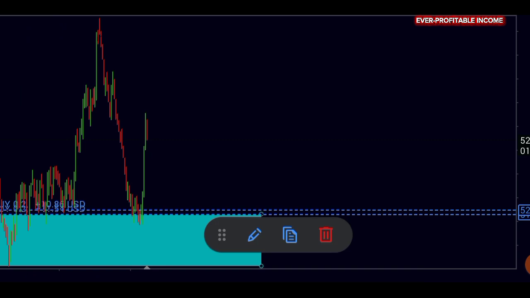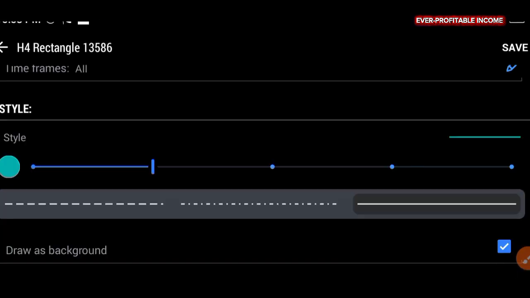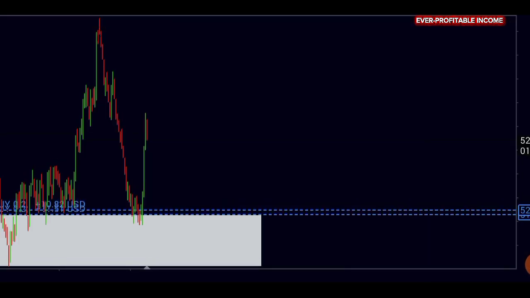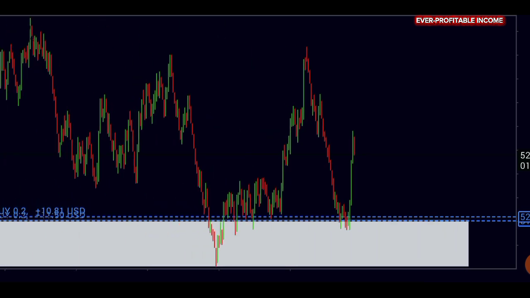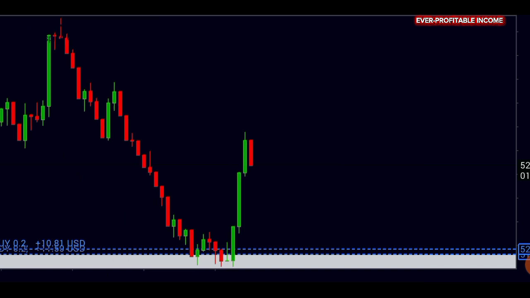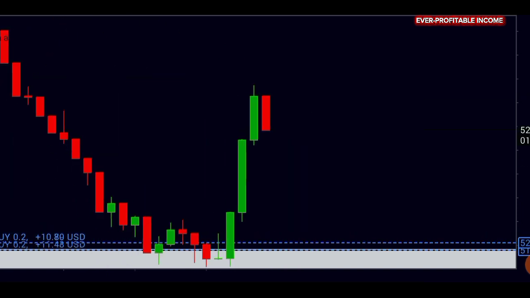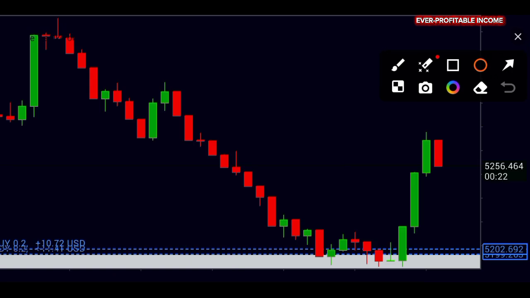Let me change the color of the support zone. Okay, so let's use white for the marking of the support zone so we can easily see our candles. Now when you look closely, right at this support zone, if you look at the candles there, you can see that they are showing weak rejections.